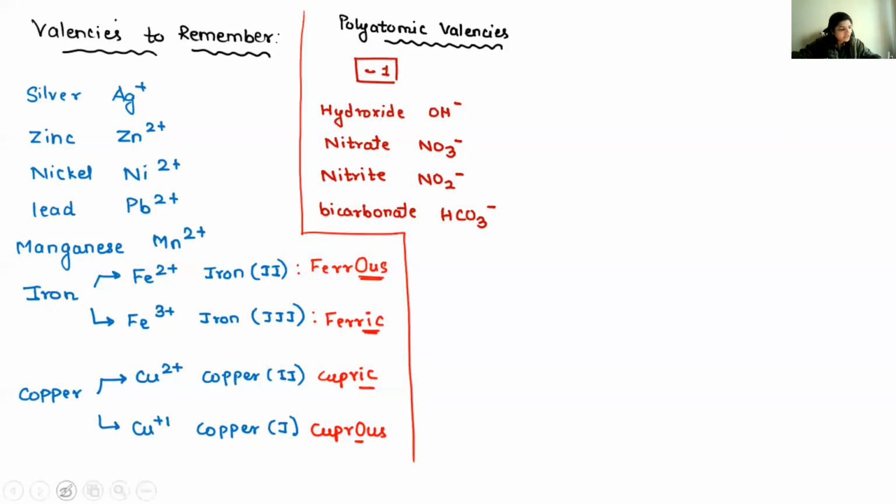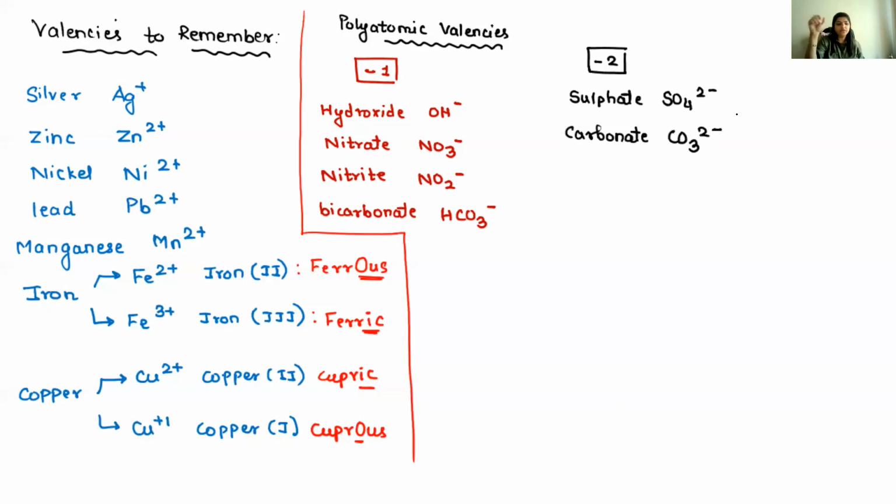Then coming on to -2 valency, the -2 valencies which you have to remember are sulfate, SO4 2 minus, carbonate, CO3 2 minus, and then we have something which is zincate, which is ZnO2 2 minus.